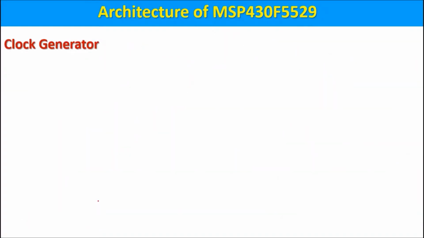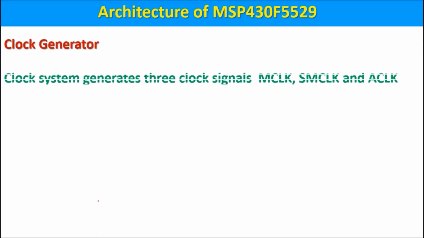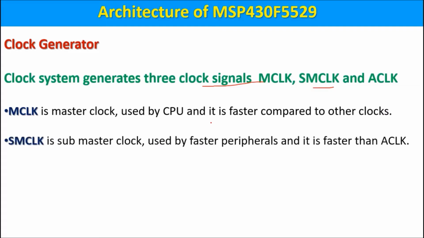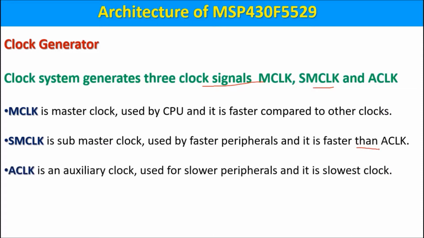Let's just go through the important blocks of this block diagram. We have seen the clock generator. There are 3 clock signals, MCLK, SMCLK, and ACLK. MCLK is the master clock used by the CPU, and it is faster compared to other clocks. SMCLK is the submaster clock used by faster peripherals, and it is faster than ACLK. ACLK is an auxiliary clock used for slower peripherals, and it is the slowest clock.